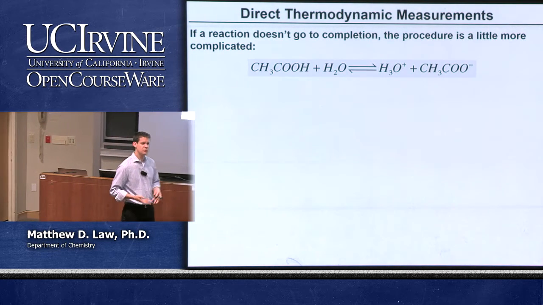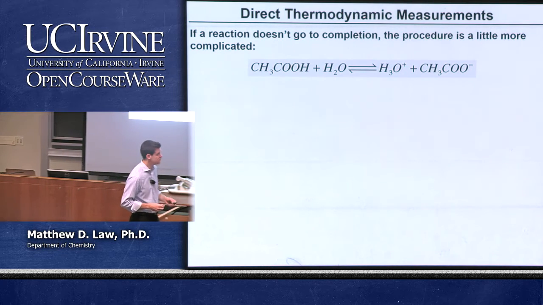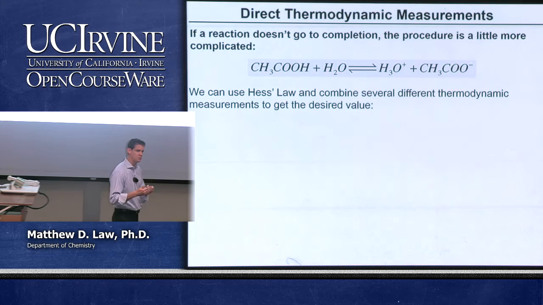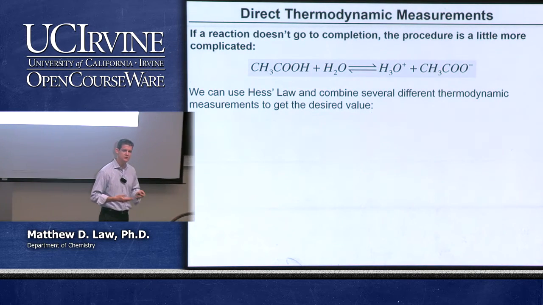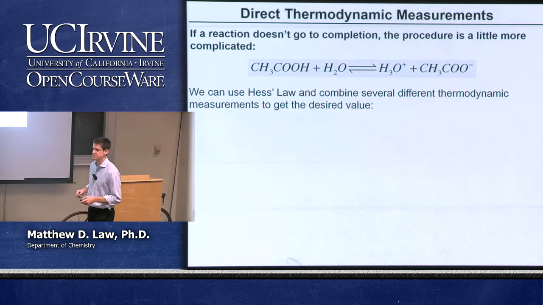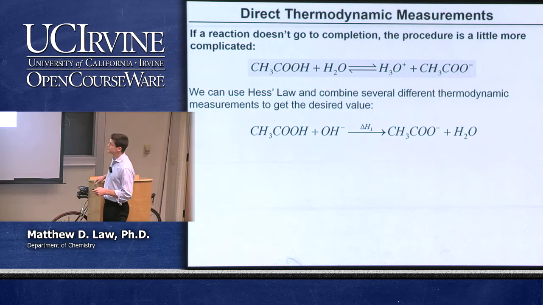And so this is where thermochemical cycles can come into play. So we can use Hess's law in this case. We can use reactions that do go to completion, combine them in some form to get the overall reaction that we're interested in. And that allows us then to estimate what delta H is. So how would we do this for this case?